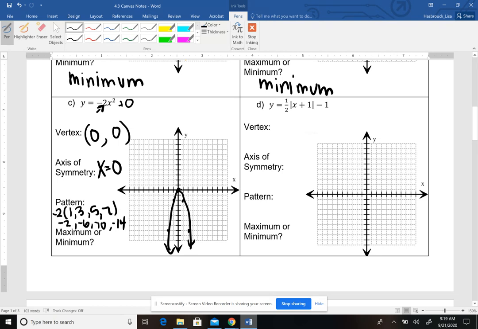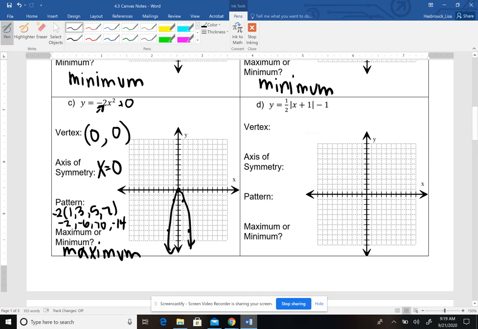So notice on this one, since our pattern was negative, our vertex is the highest point, which means it's a maximum. Also notice that this graph is a lot skinnier than a normal graph with a normal pattern. Okay, so it's a narrower graph.